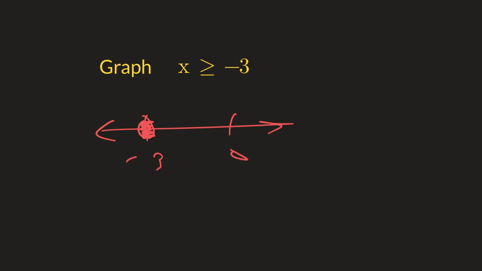Which direction would you travel on a number line to find values greater than or equal to -3? You would go to the right. And that solution set has now been graphically represented.